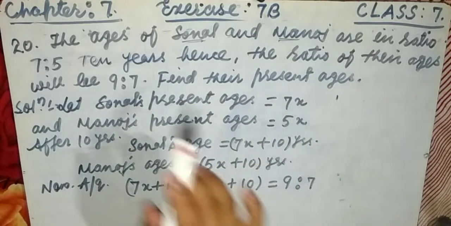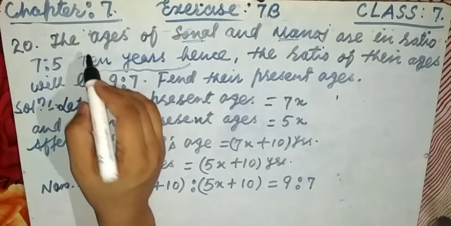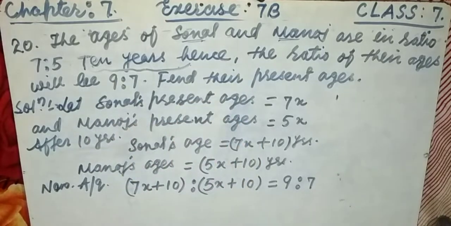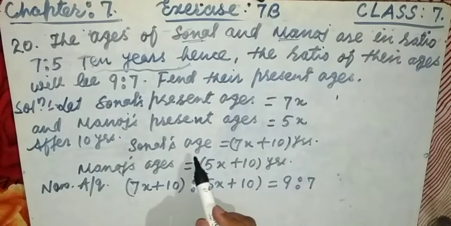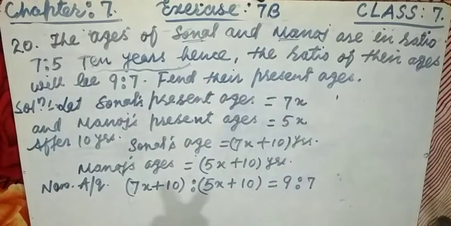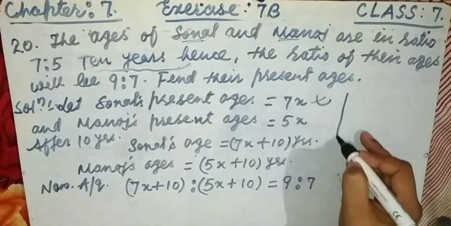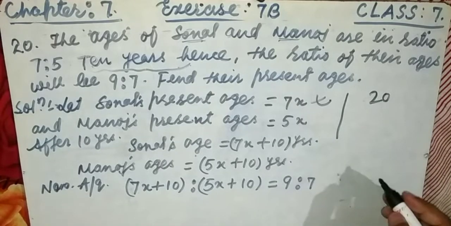Now the first statement is 10 years hence, which means after 10 years. After 10 years, Sonal's age is increased by 10 from the present age. Suppose the present age of Sonal is 20 years. Then after 10 years, what will be the age?